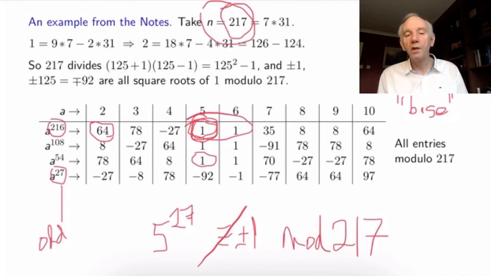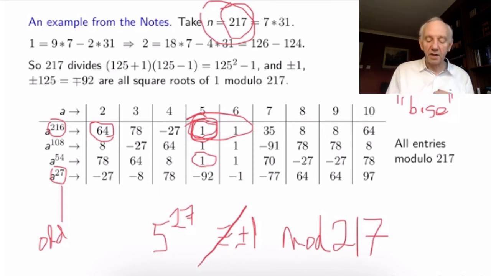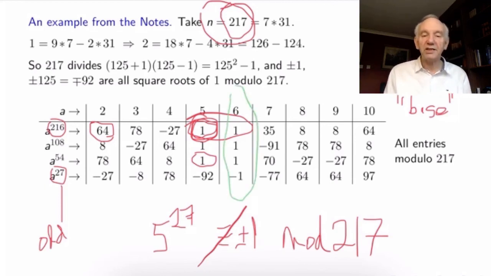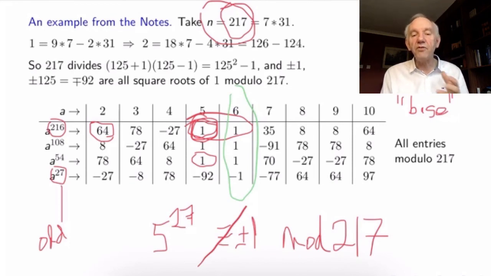Using Miller's test. However, things are not so good for 6. If we do exactly the same calculations for 6, we discover that 217 passes Miller's test to base 6.